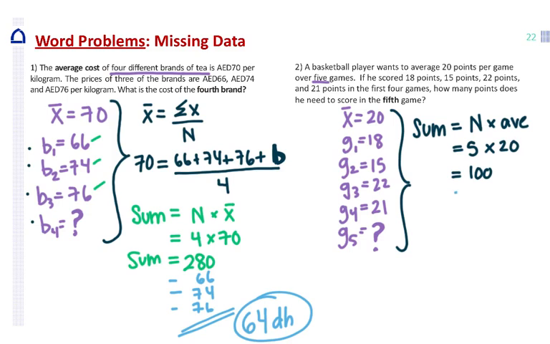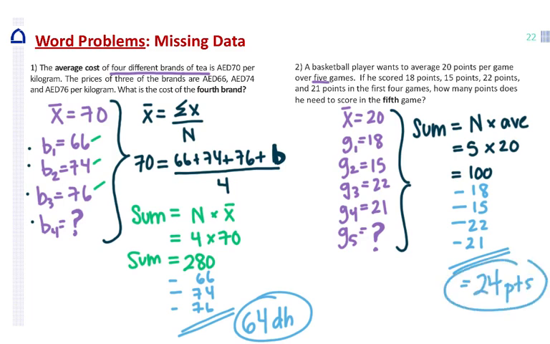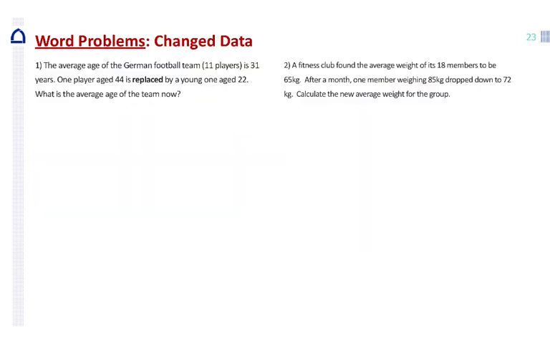Let's just go ahead and subtract what we already know. And what we have left over will be what we need in that final remaining game. And it turns out on game 5, this basketball player should score 24 points if he wants to have that average. Okay, the last type of word problem we will often see, I like to call it changed data. And that's where they tell us some information and they tell us the average, and then something about the data has changed, and we need to adjust for that.